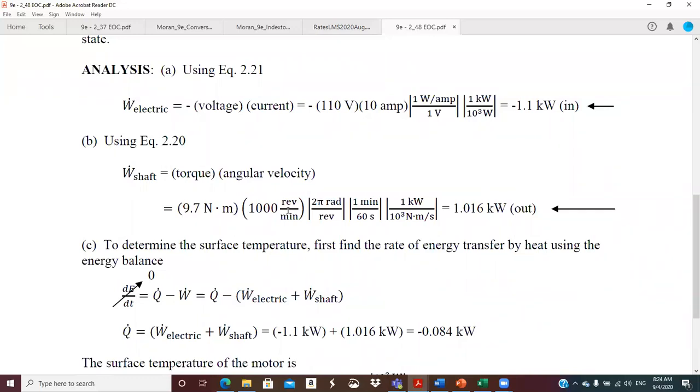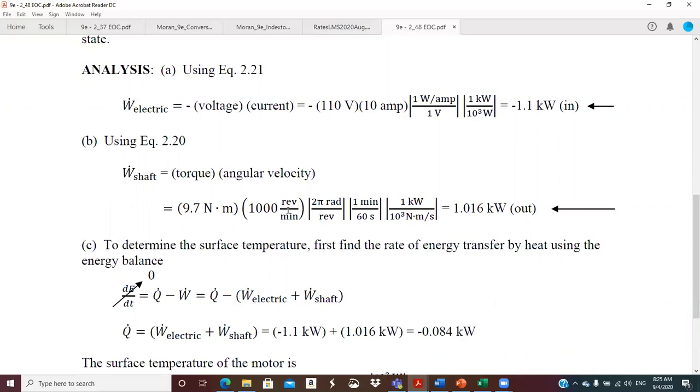And so then we have to convert to radians per second. So there's 2 pi radians per revolution, and then we want that in radians per second, so we have to divide by 60. You need to get used to that. That will probably show up in the future.